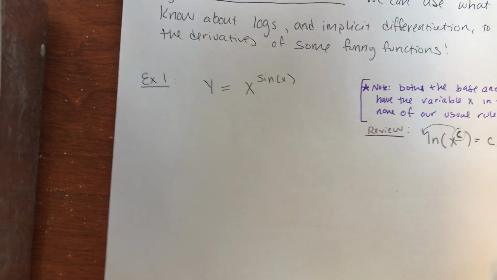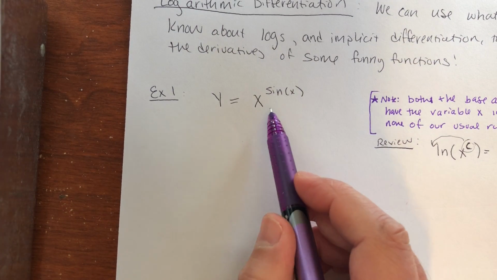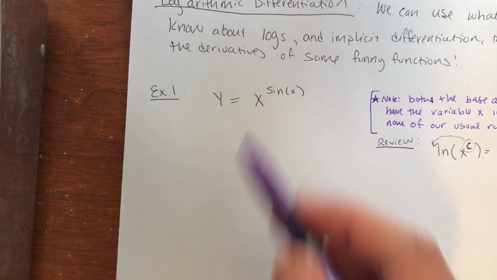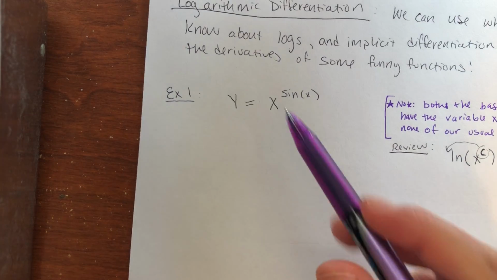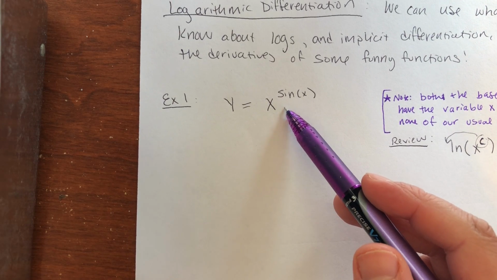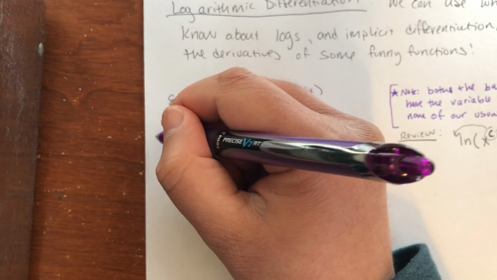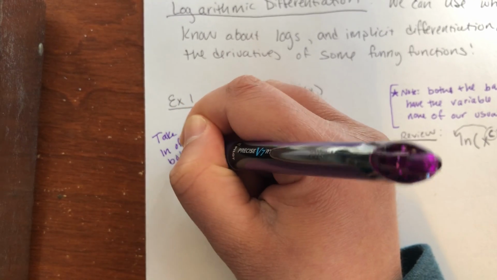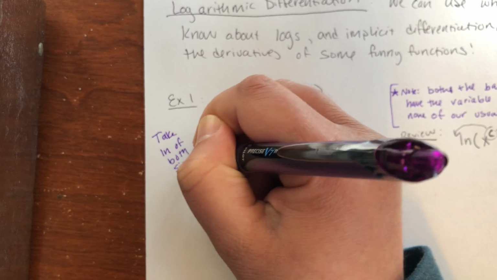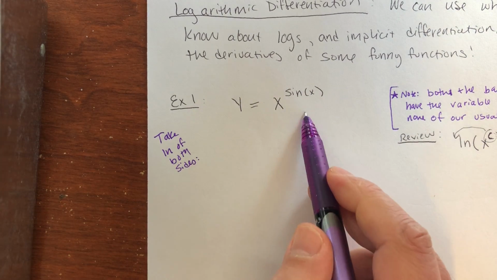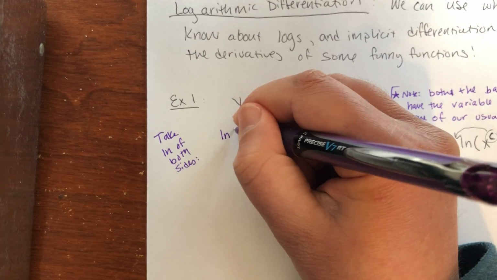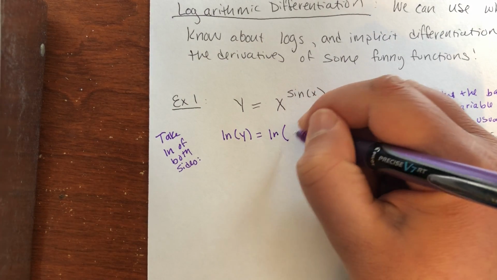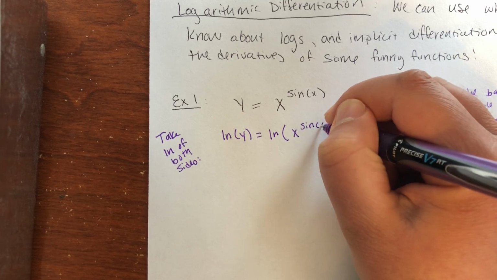Okay, so whenever you're dealing with a function which has x raised to some other function of x, in other words, you have x's in the base and in the exponent, then we use logarithmic differentiation, which involves taking ln of both sides. In other words, we're plugging each side of this equation into the natural log function. So we have ln of y is equal to ln of x to the sine of x function.